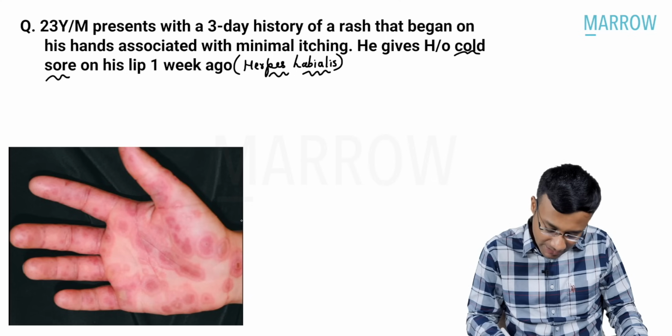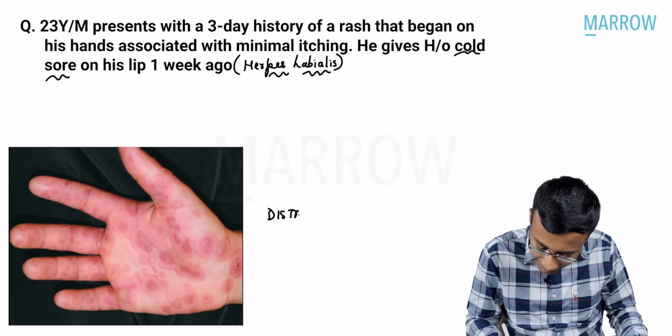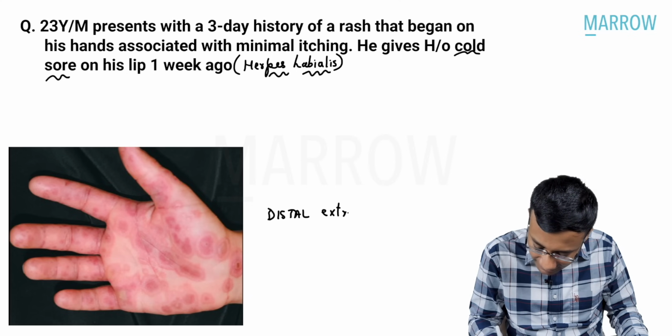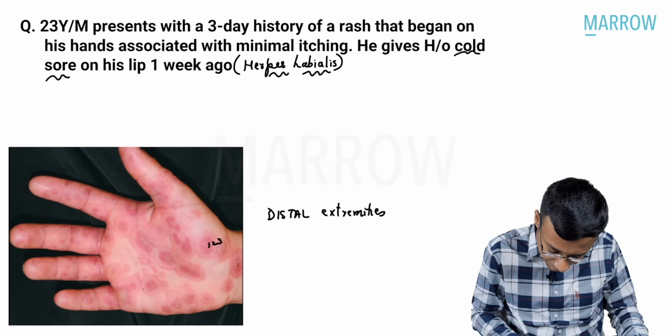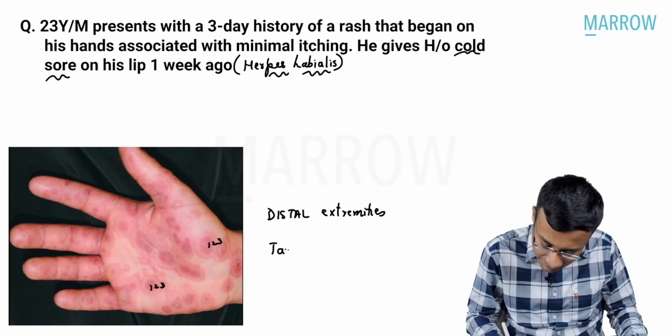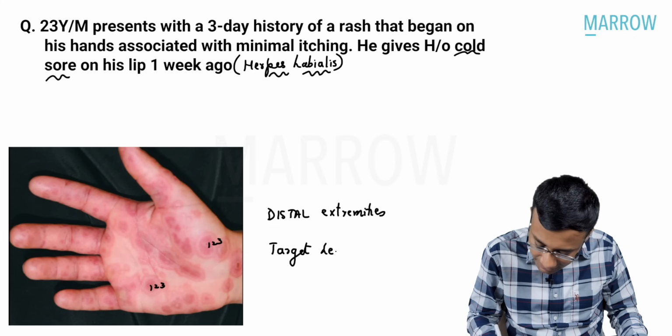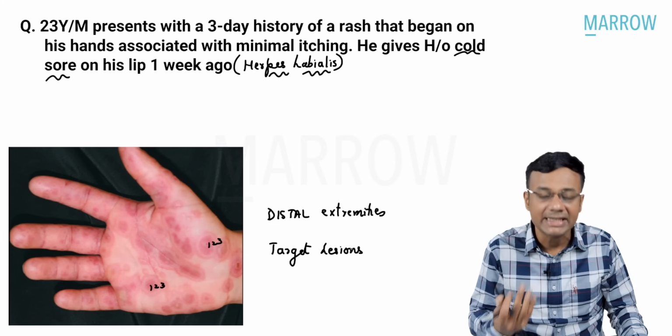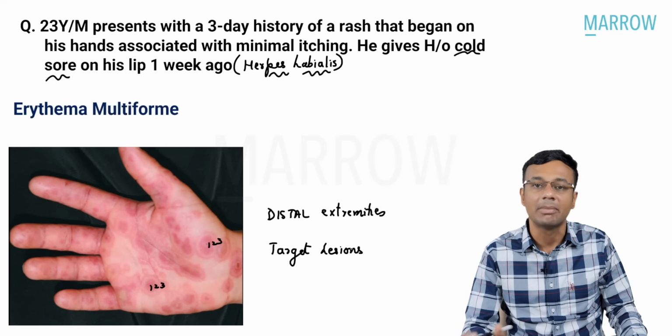We look at the rash here, we can see the distal extremities getting involved. So number 1, you have distal extremities, and number 2, if you look at the nature, you have 1, 2 and 3. You can see 3 zones in this lesion. So these are referred to as target lesions. And please remember, students, target lesions are characteristic findings of erythema multiforme.